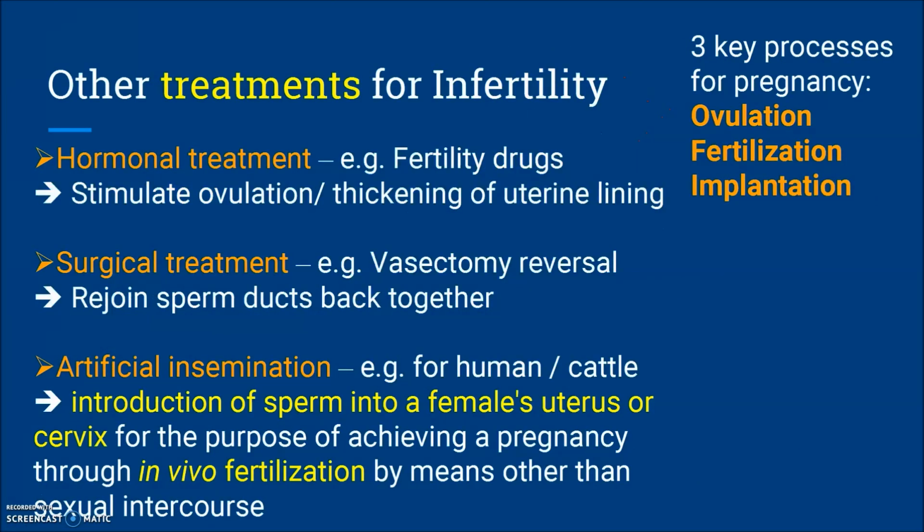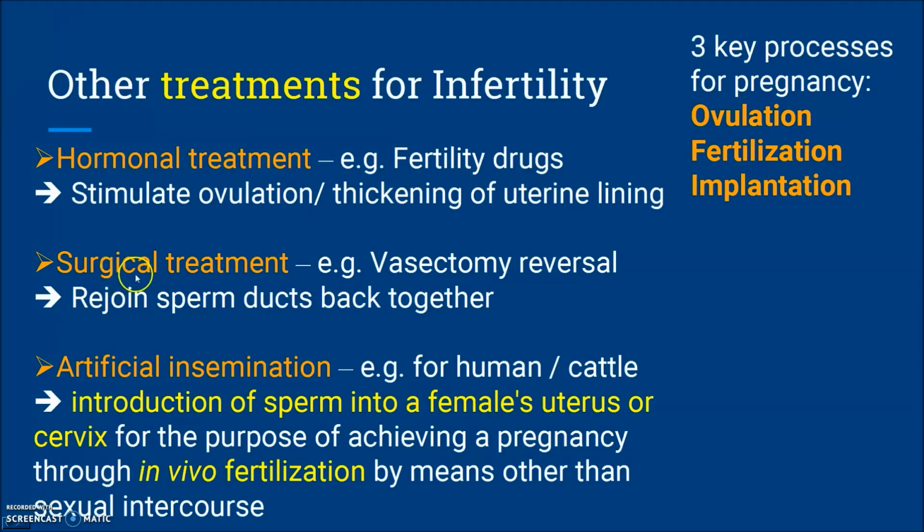And for the treatments for infertility, apart from in vitro fertilization, there are many types of treatments. For example, hormonal treatments. Somehow the woman's eggs and follicles are not sensitive to the hormones at all. So we can provide some hormonal treatments, fertility drugs, to stimulate ovulation or the thickening of the uterine lining for implantation, right?